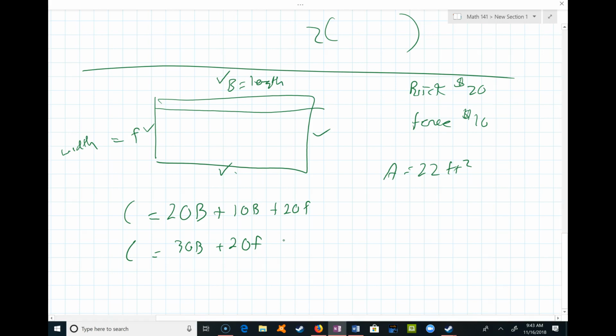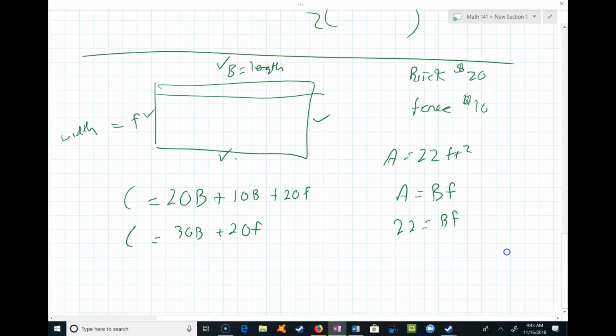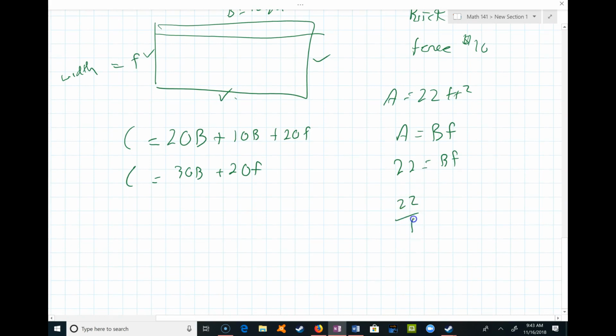The area. Oh, because area, in terms of our variables, is BF. And also area is 22, so that means 22 is equal to BF. So 22 divided by F is equal to B. So then I can come back to my cost equation. Now I'm fixing it. This is step 3, right? I'm fixing my cost equation. So that would be 30 times 22 over F plus 20F.